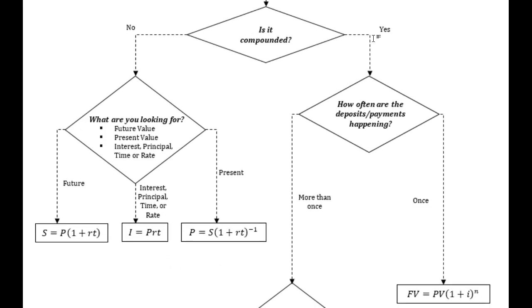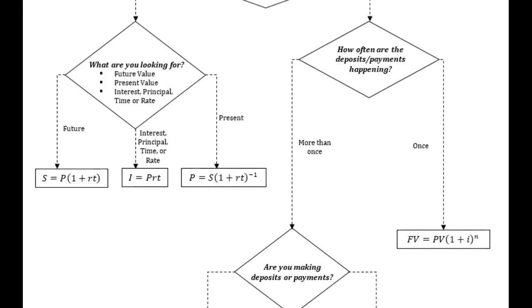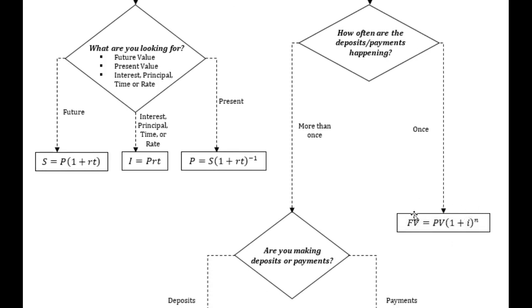If it is compounded, which more likely than not that it is, then you have to sort of think about, is it the situation where we looked at compound interest in terms of just one principal, or is it in terms of more than one payment or more than one deposit? So if it's only once, then we use the future value formula with just compound interest, and we did talk about adjusting this one as well.